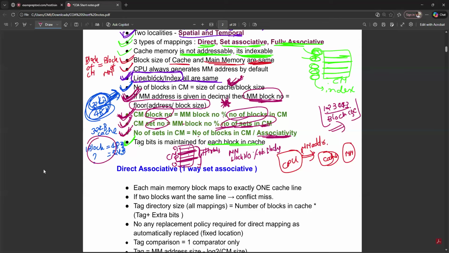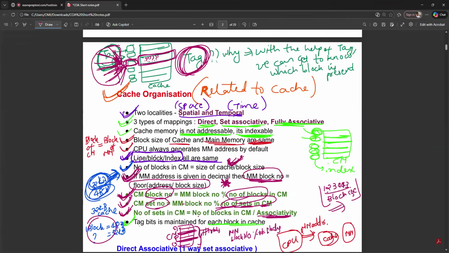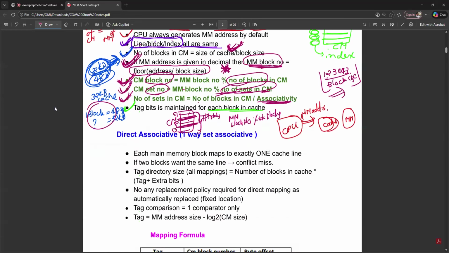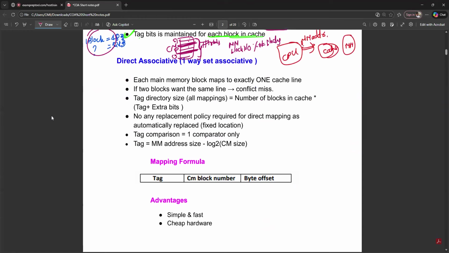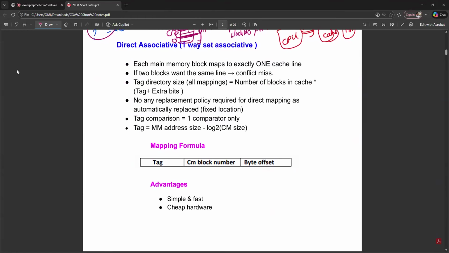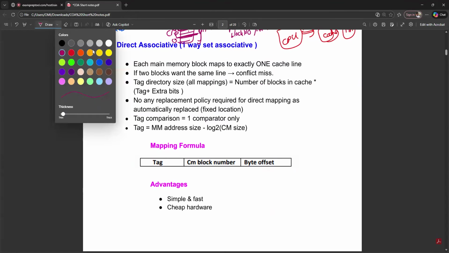And if you don't know what the tag is, I have explained it, so keep this in mind. There is one beautiful question I have covered with a similar concept. Right, so now moving to the mappings.